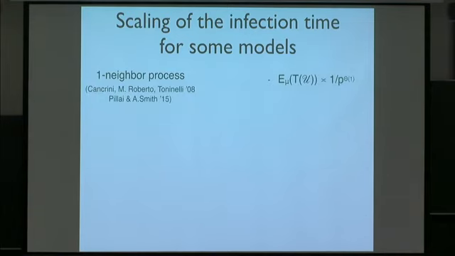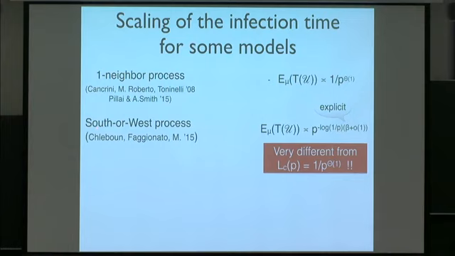So let me describe the scaling, as p goes to 0, of the relaxation time for some specific models. For the one neighbor process, this was done by Cancrini, myself, Roberto, and Cristina in 2008, and then later by Pillai and Aaron Smith in 2015. The scaling is the inverse of a polynomial, and actually we also know now the power.